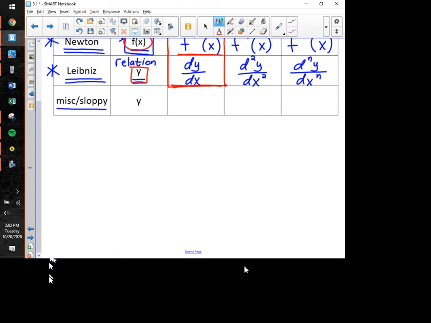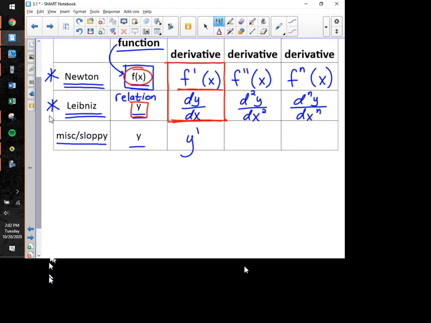It starts off with Leibniz's notation of just using y for the function itself, but you will see occasionally this, y prime. And what y prime is, everybody, is kind of a combination of the two methods up above. We use y as the name of the original relation, and then we use the prime from Newton's method to talk about that. So it's weird.